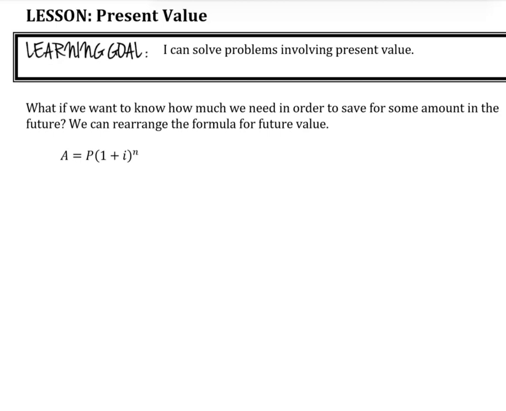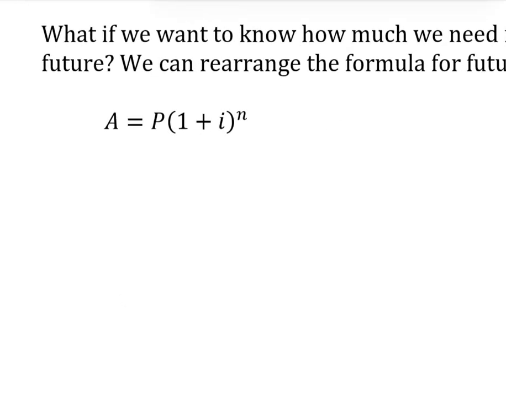This is the kind of situation where you have a future amount that you're trying to invest to grow to. So maybe you want $10,000 in 10 years. What do you have to invest now? It's sort of backwards from the last one that we did, and we're going to figure out what the formula is using the previous formula.